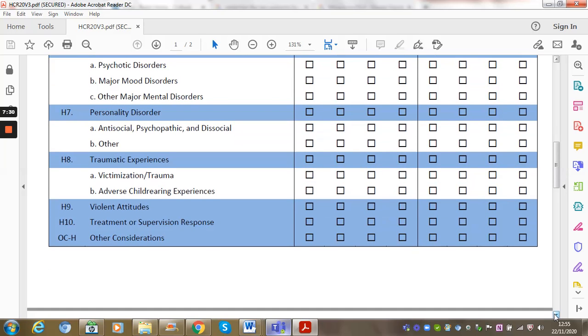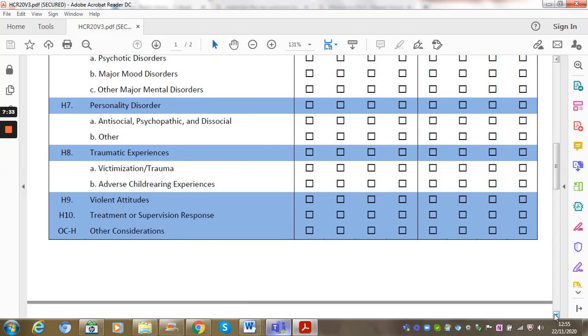Traumatic experiences, these are things under H8 which happened to them rather than things which they did to other people. So were they experiencing under A, victimization trauma? That's things that might have happened to them as an adult. So they could have been sexually assaulted as an adult, they could have been beaten up, they could have been in horrendous car crashes, they could have been a soldier in a war zone. All sorts of things might have happened to them as an adult, which you feel could have had a significant impact on their mental stability and the kinds of crimes they went on to engage in.